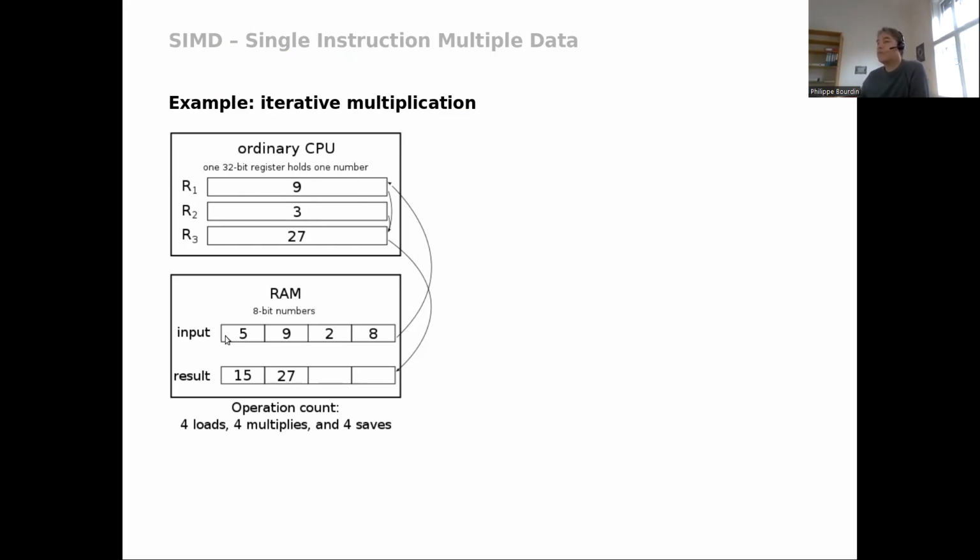And now you go in memory through your array. You have the input array, like with these numbers, 5, 9, 2, 8. And all of them are supposed to be multiplied by 3, right? So then you have the result also in memory, which would be 15, 27, and so on. In order to do this for 4 elements, your CPU will have to execute 4 times a load instruction to load data from the memory, 4 times a multiplication, and then 4 times a save statement, to write the result back to memory. Okay.